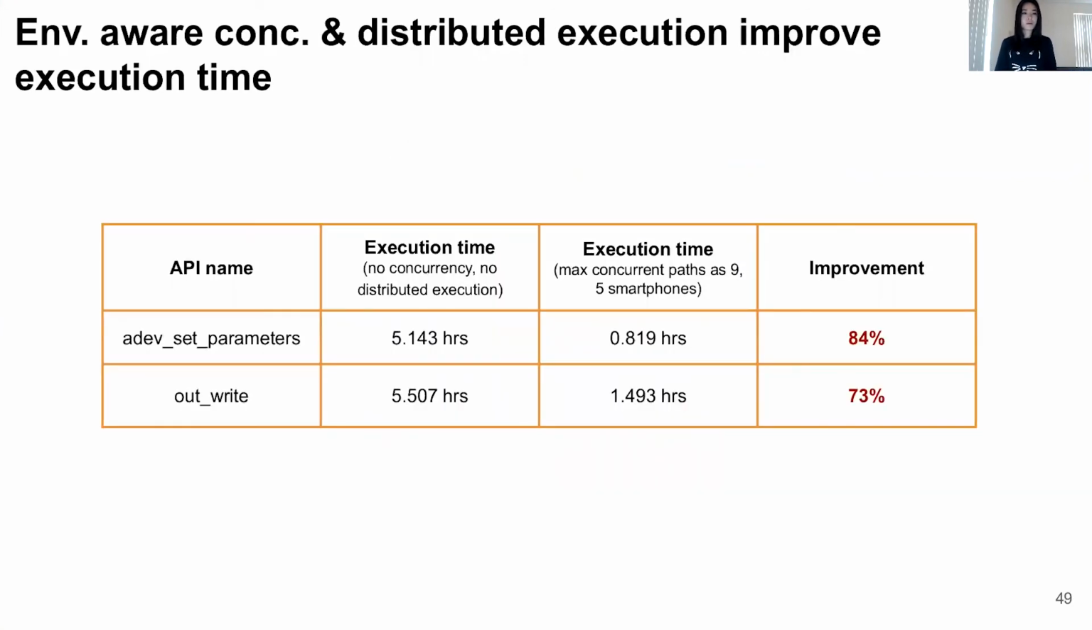By using environment-aware concurrency and distributed execution together, for the first API, the improvement on execution time is 84%, and for the second one is 73%, which both show great improvement.